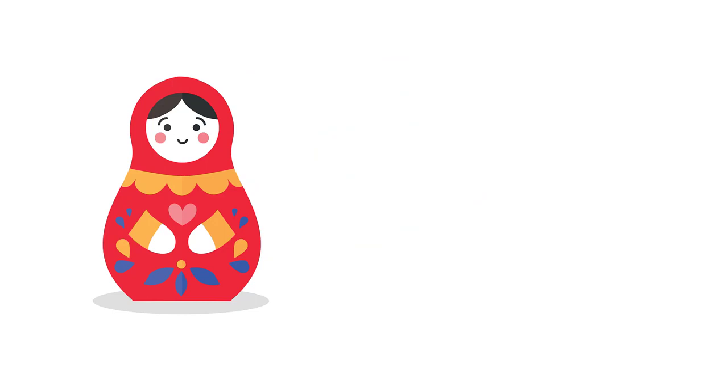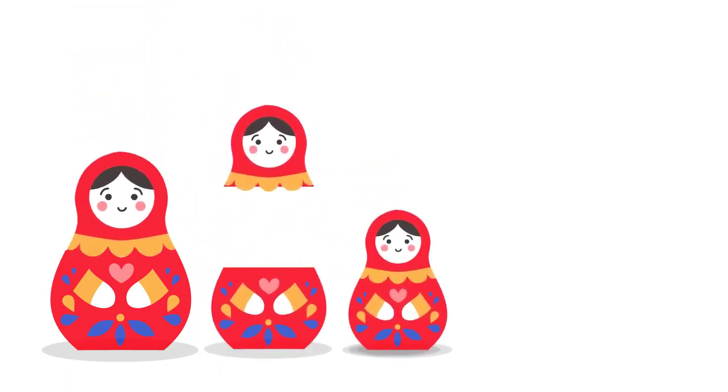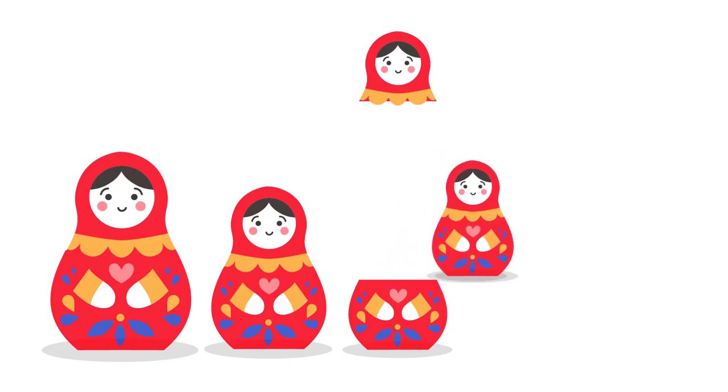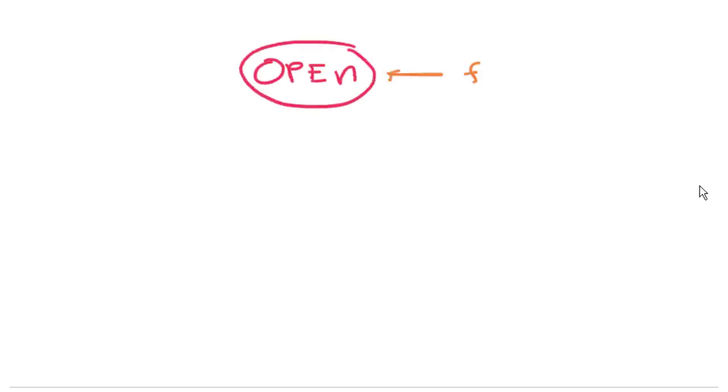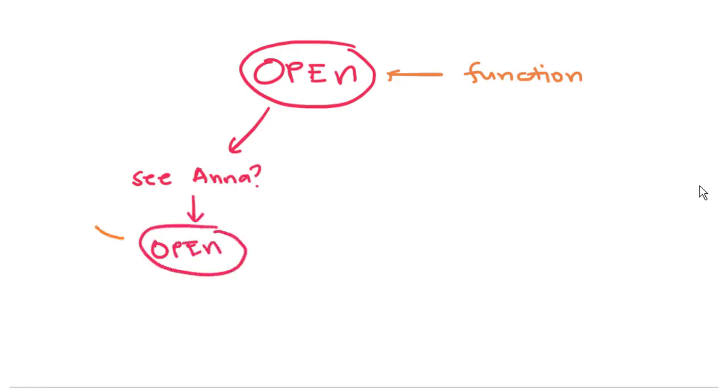We can relate Anna here as the function. As you can see, every time we play with Anna, we open her. This is equivalent to when a program calls a function. To see how this works in recursion, we write this down. Let's name the function open. So when we see Anna, we open her. We see Anna again, we open her again. We see her again, we open her again. And again, and again, until the smallest Anna.